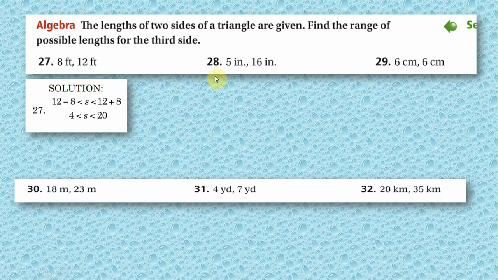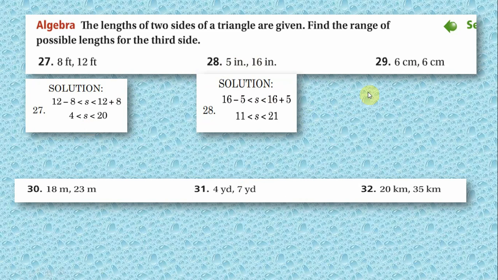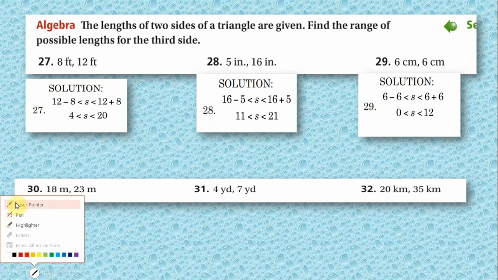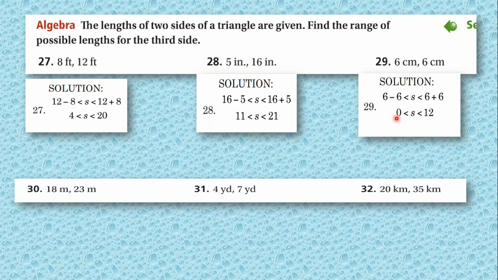Yes, solve number 28. S is in between the difference, 11, and the sum, 21. Excellent. This one must be greater than the difference, 0, and the sum is 12. What's the meaning of 0? It's not equal to 0, it's greater than 0. Any number greater than 0 is possible: 0.1, 0.2, half, 1, whatever. And any number less than 12.